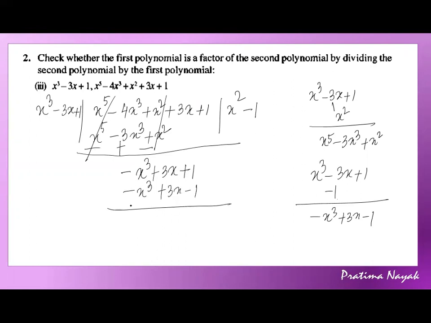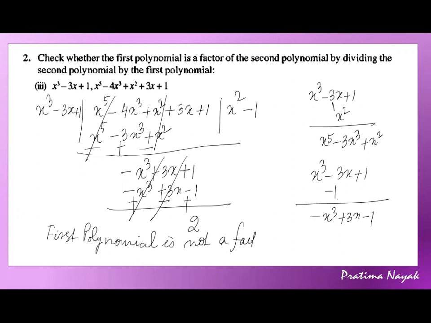Will we all get 0? No. Here I'll get 2 as the remainder. So what will be my answer? The first polynomial is not a factor of the second, why? As the remainder is not equal to 0, the remainder is 2.